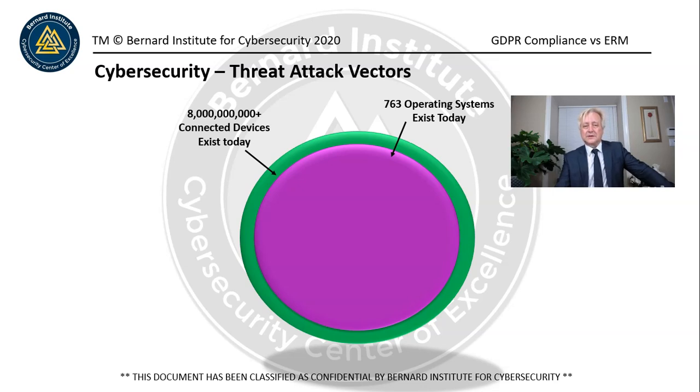So 763 operating systems. We know about a few. We use Windows, we use Linux, we use IBM OS systems. There's a number of systems that we use, Unix, that we're familiar with, but there are many, many, many more.